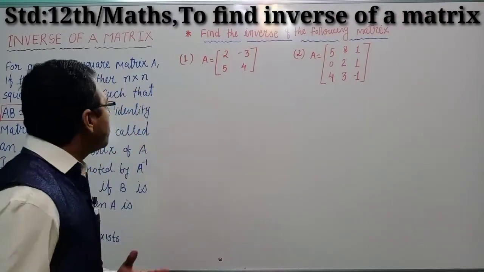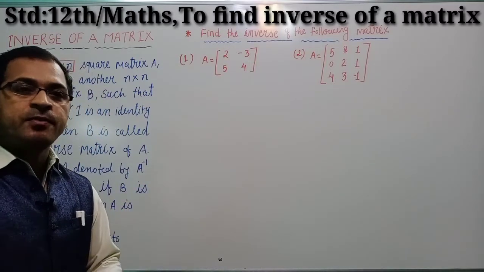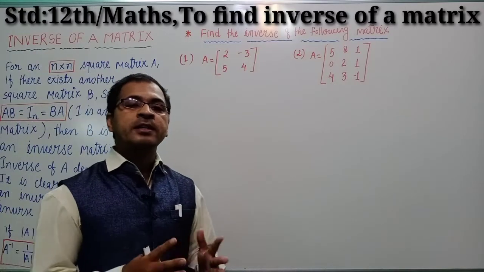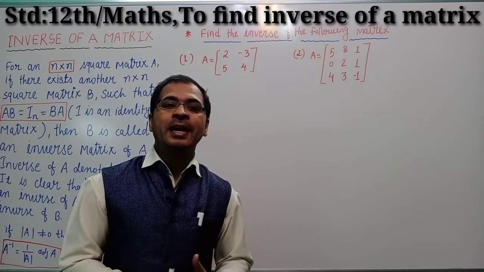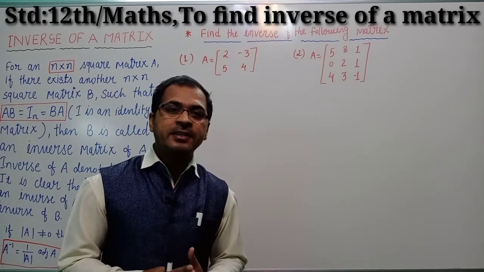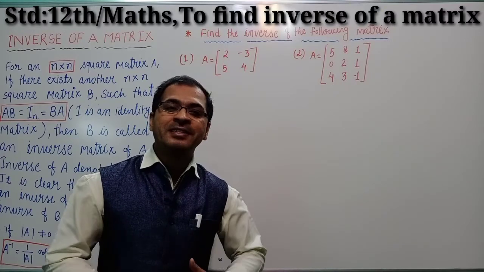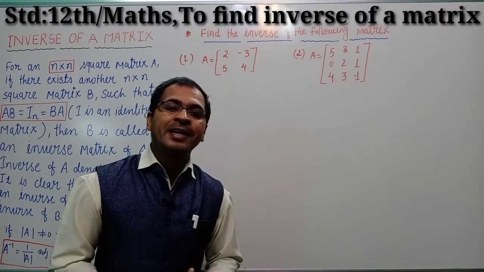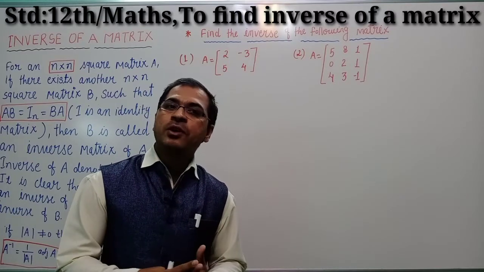Okay students, now moving to the definition of the inverse of a matrix. First of all, you should be clear about what the inverse of a matrix is. Suppose a matrix A inverse exists when there is another matrix B, and if both the matrices are multiplied, you get the identity matrix. It means both the matrices are inverses of each other.